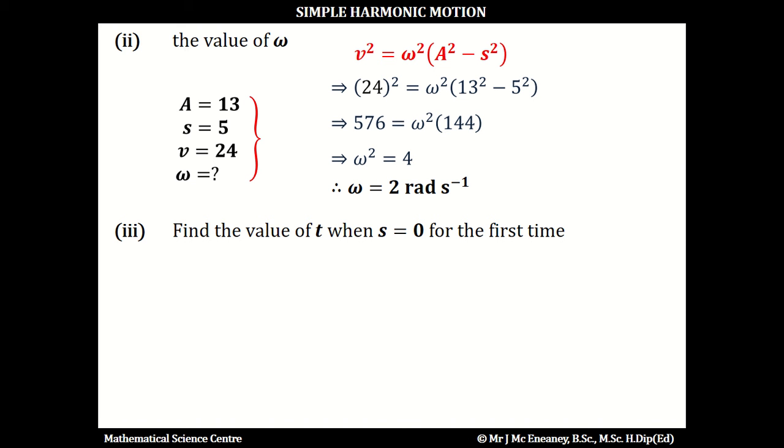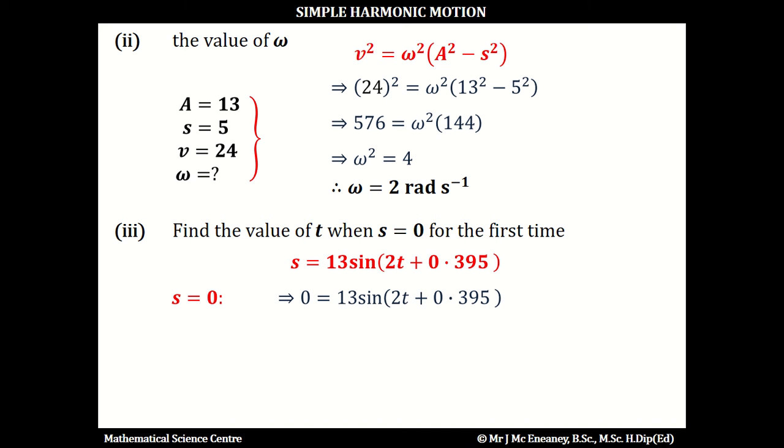And then we want to find the time when s equals 0 for the first time. So in the equation, s equals 13 sine 2t plus 0.395. So we replaced epsilon with 0.395. Now, if s is 0, 0 is going to equal 13 sine 2t plus 0.395. If we bring the 13 over and divide, 0 divided by 13 is 0. And then when you bring the sine over, you get inverse sine of 0 is then 2t plus 0.395.